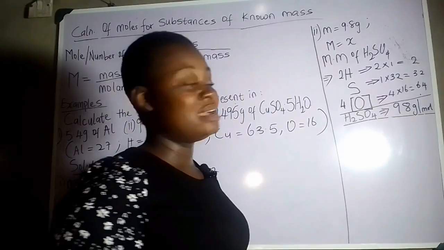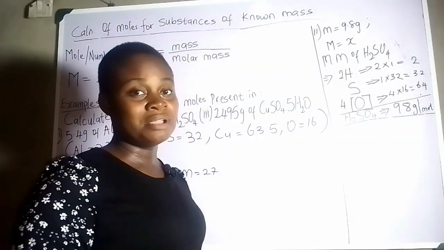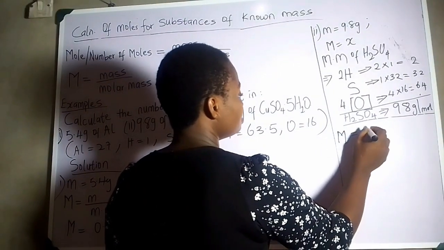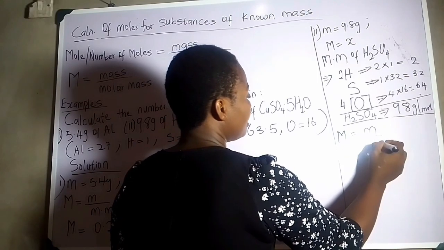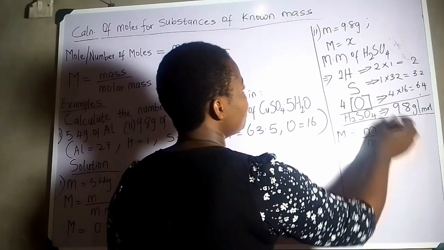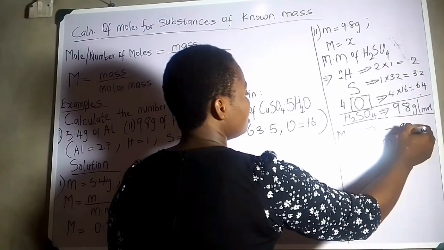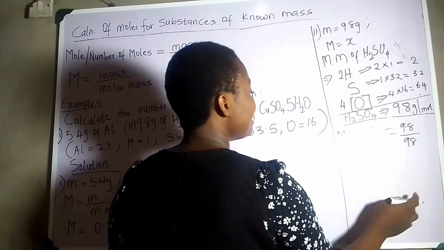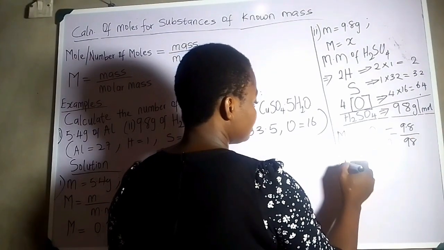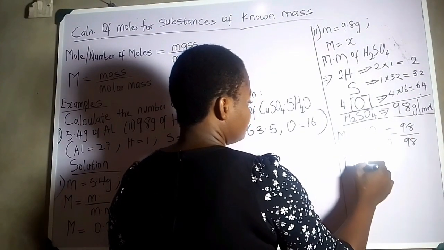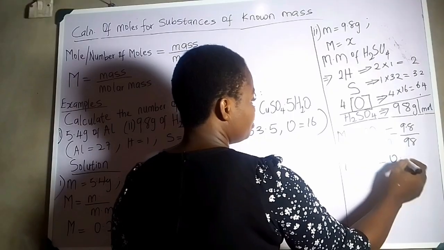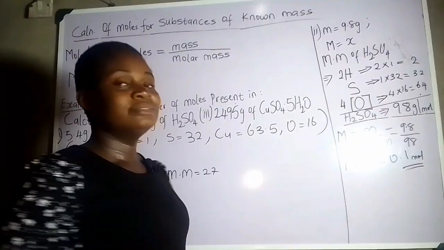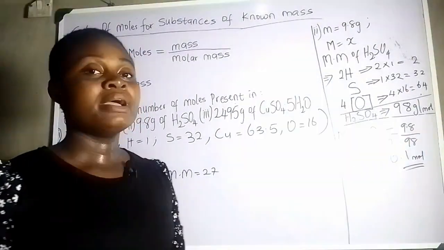But this is not our final answer. We go ahead and substitute the variables to get our mole. Now we say mole is equal to mass over molar mass. And what is our mass from this? Our mass is 9.8. And our molar mass is 98. And when you divide everything, what do you get? You will get mole is equal to 0.1 mole. That is the answer. 0.1 mole.